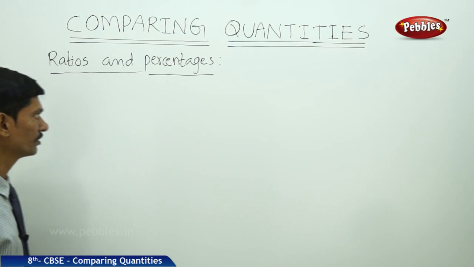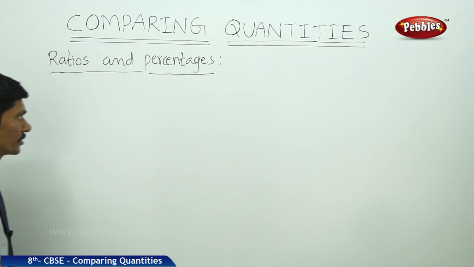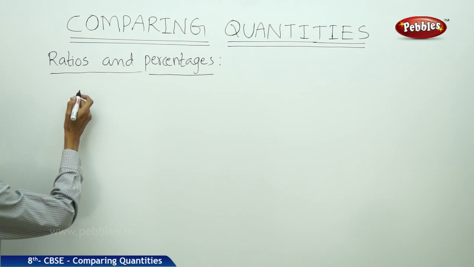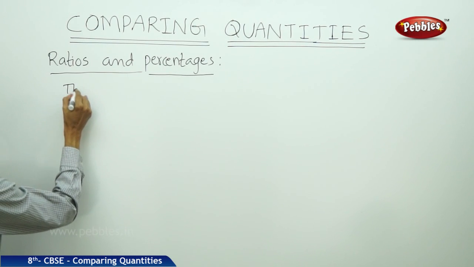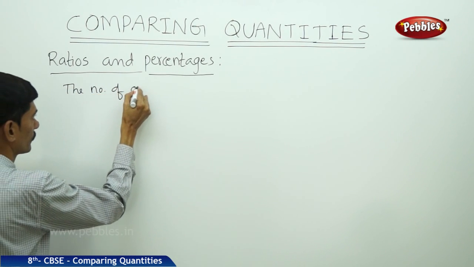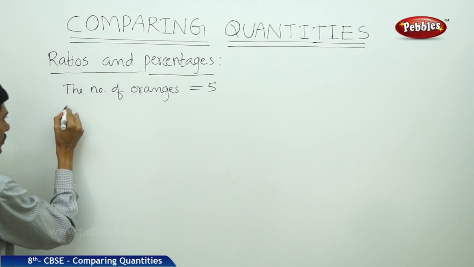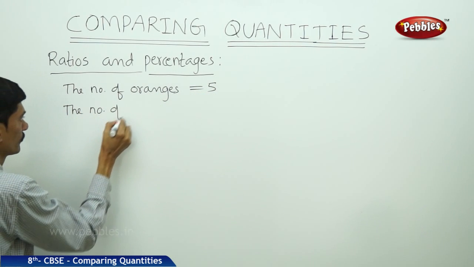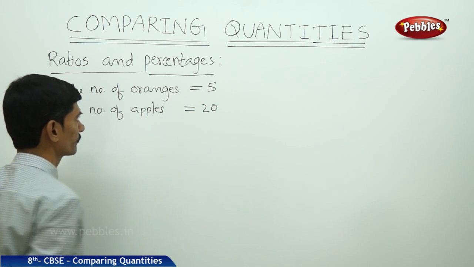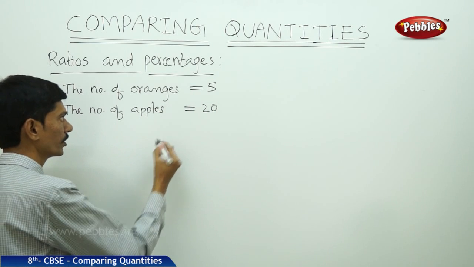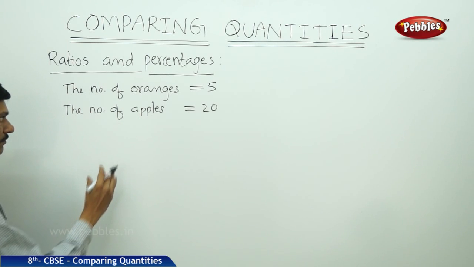Now let us take another example. So there are two types of fruits in a basket. The two types of fruits are oranges and apples. So there are 5 oranges and 20 apples in a basket. Now the number of oranges equals 5 and the number of apples equals 20. Now let us find the ratio of the number of oranges and that of apples.